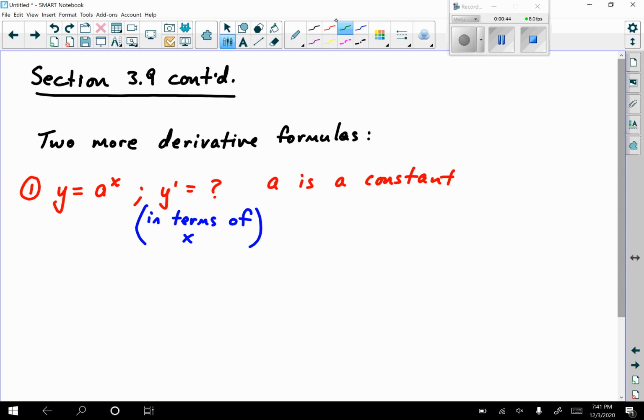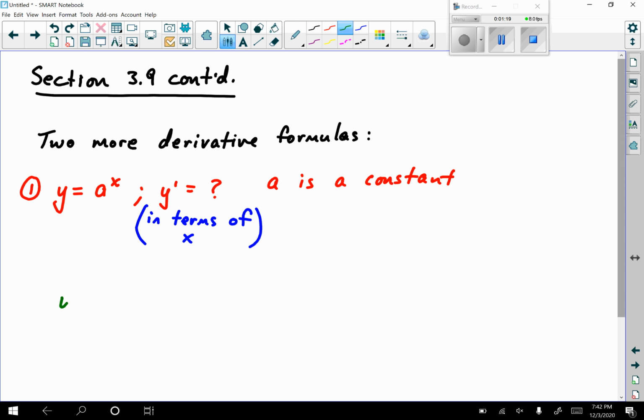All right, so if we're looking at y is equal to a to the x, we want to find the derivative in terms of x, where a is a constant. So here the power rule does not apply because these are exponential functions, so it's a little different. So what we're going to start with is we can only use what we have so far. And what we have so far is we know how to take the derivative of y equals e to the x and y equals the natural log of x. So if we could rewrite our problems in terms of either one of those, then we can proceed.